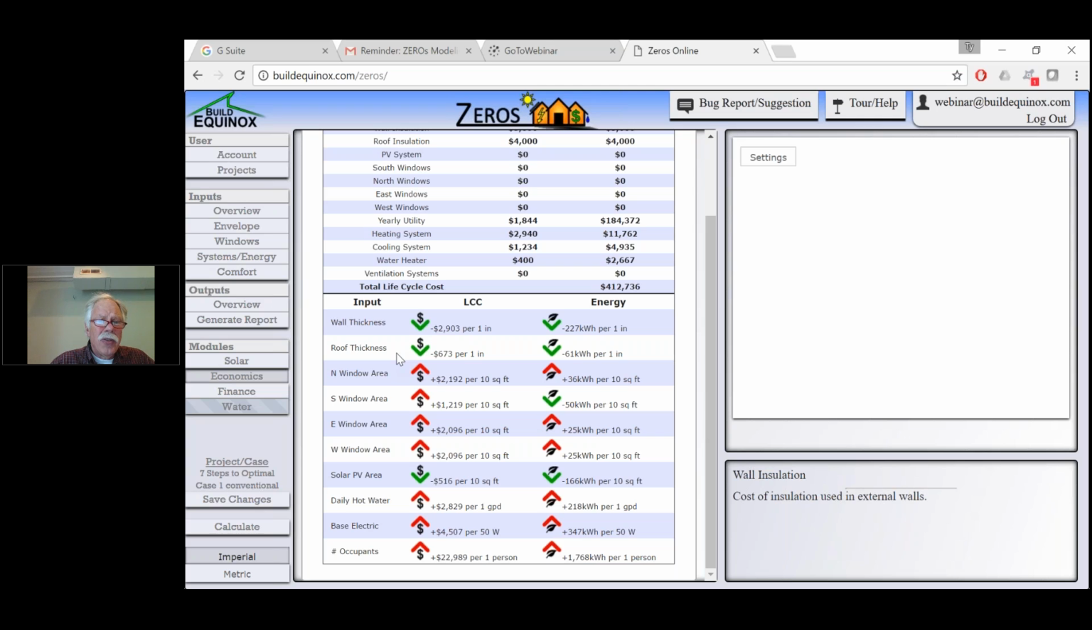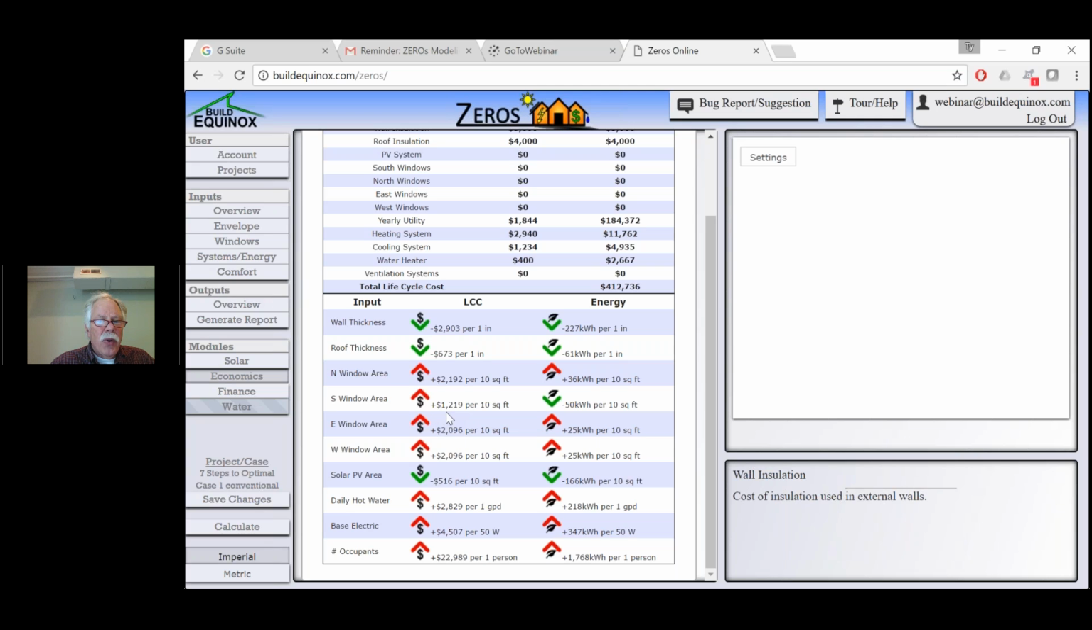So it makes sense to do that. But if I add 10 square feet of north window, I'm going to see a couple thousand gain in life cycle costs. And I'm going to see an increase in energy. South windows are always interesting, depending on where you're located.